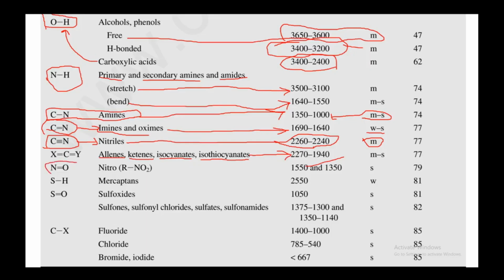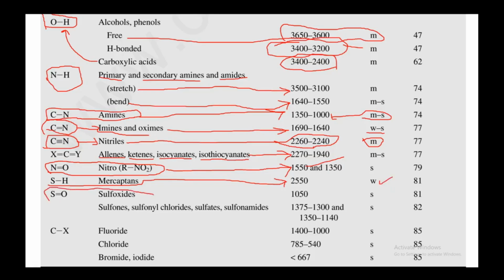Nitro group, nitrogen double bond oxygen, or NO2. This group gives you the peak at around 1550 to 1350. SH, mercaptans, gives you the peak at around 2250, and the peak intensity is weak.